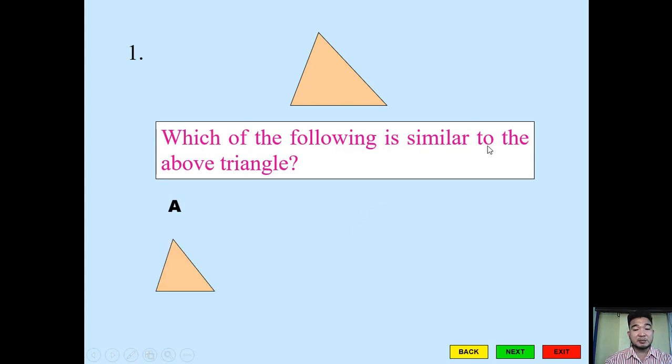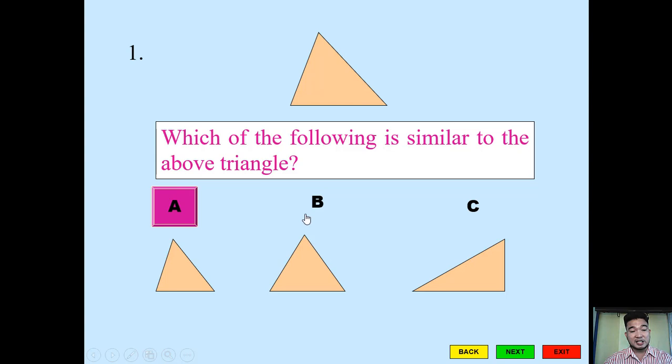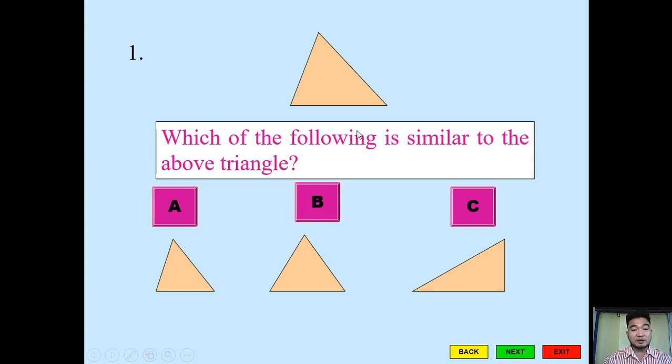Which of the following is similar to the above triangle? Is it A, B, or C? So the answer is... Which of the following is similar to the above triangle? Is it A, B, or C? So the answer is letter A.